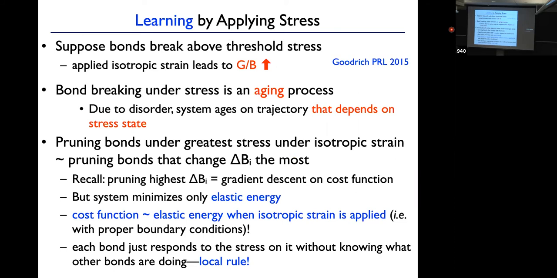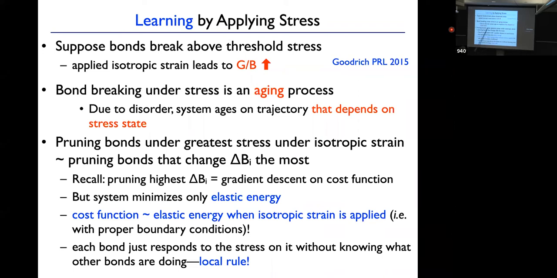In other words, I take this system, I put it under some strain, and I just watch bonds start popping on me. Okay, and the trajectory that the system takes under that aging process is directed by the stress that I've applied through my boundary conditions.